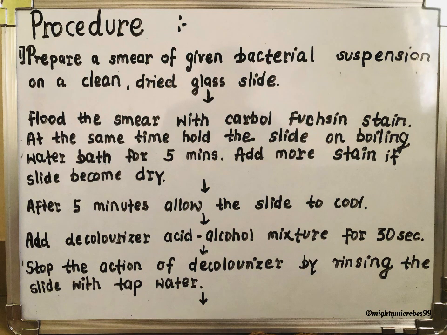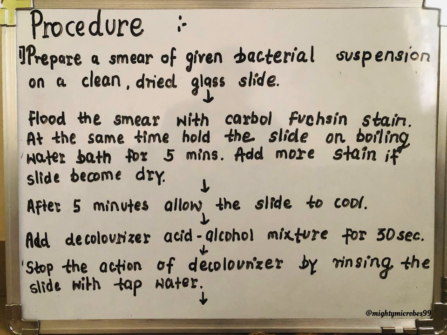The procedure: so firstly take a clean grease free slide, prepare a smear of the given bacterial suspension. After that, flood the smear with carbol fuchsin stain. At the same time, hold the slide over a boiling water bath for 5 minutes. If the slide is dry, add more stain on it. After that, cool the slide for at least 5 minutes.